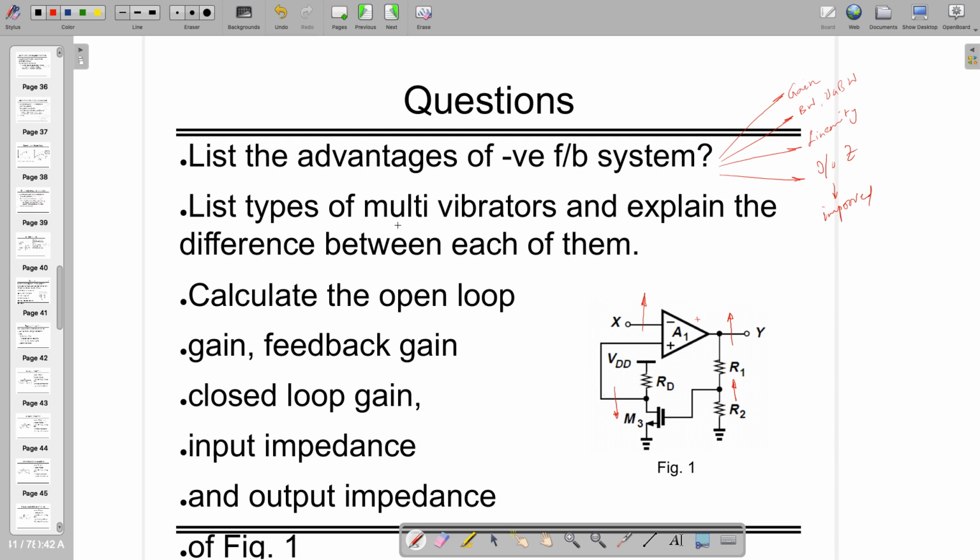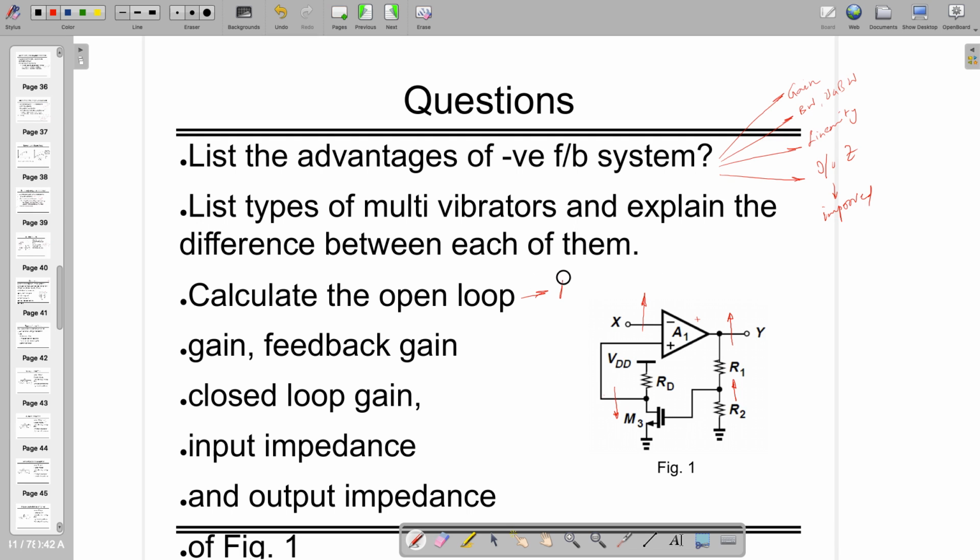List the types of multivibrator. There are astable multivibrator, bistable, and monoshot, or the monostable multivibrator. You can explain the difference between each of them. I believe you understand that. The most important theory behind this is that those are the oscillators, and the output is always progressing one. Here you can calculate the open loop gain A1.